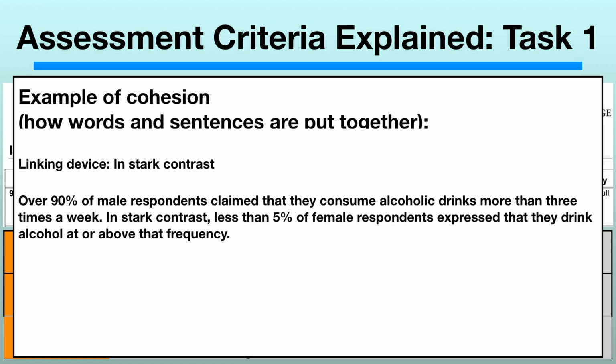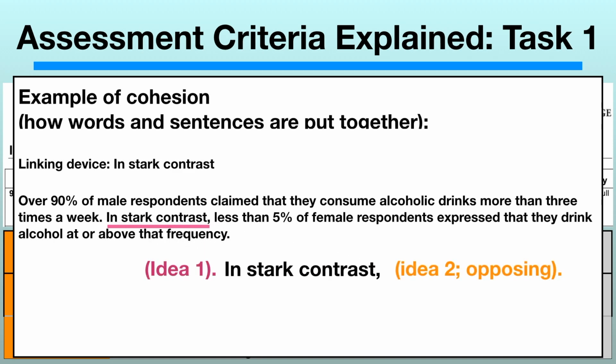To make the reader anticipate the contrast between the 2 sentences right after reading the first, I put in "in stark contrast" between the sentences. Using linking devices also tells the examiner that I understand what the data is about, and I didn't just translate data into words.